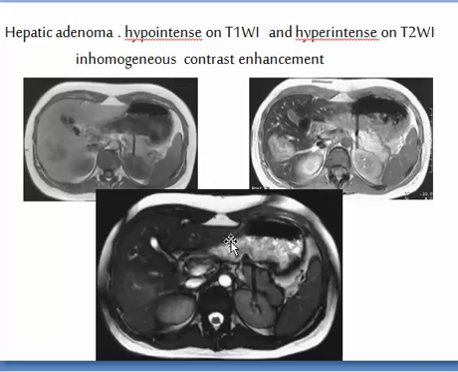In adenoma, where we have such an appearance in T2, minimal hyperintensity, hypointensity in T1, and irregular contrast enhancement in T1 with contrast. So the key point is the heterogeneous enhancement in T1 weighted images.